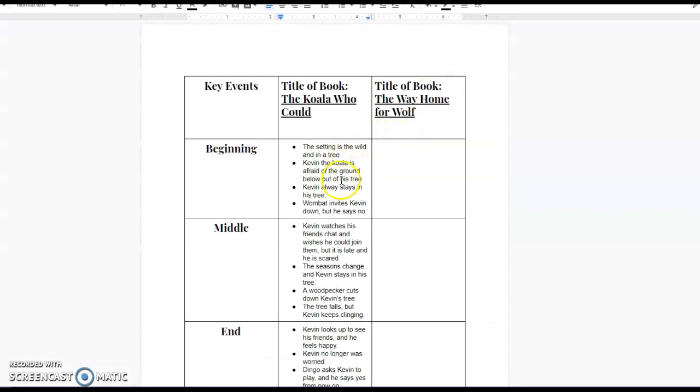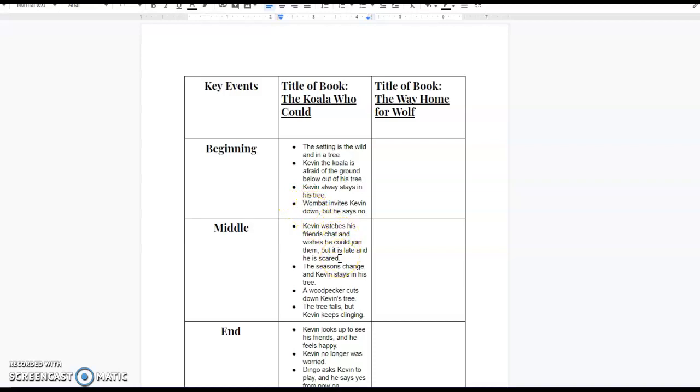It's all filled out. So from Brain Pop, I learned that the plot is kind of what happens in the story. And in the beginning of the story, I'm introduced to the character and the setting. So I have the setting of the koala who was in this tree and in the wild. The character was Kevin, and his problem was that he was scared and he always stayed in his tree. And then Wombat invites Kevin down, but he says no.